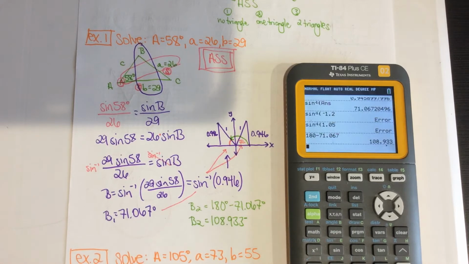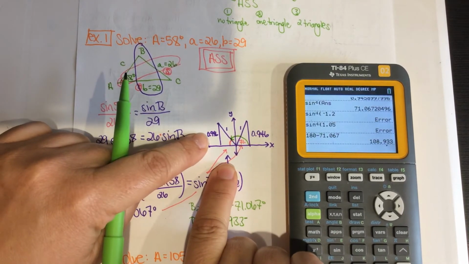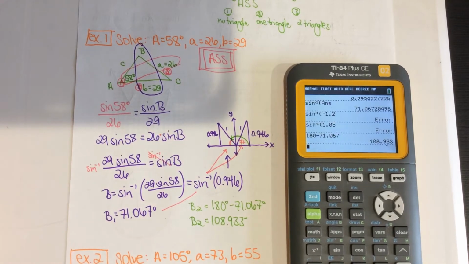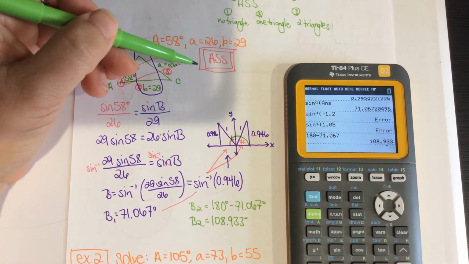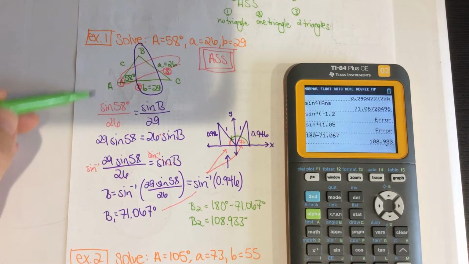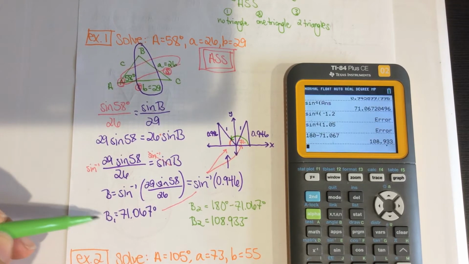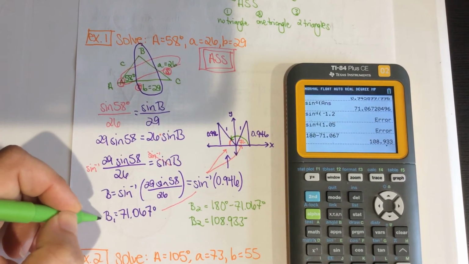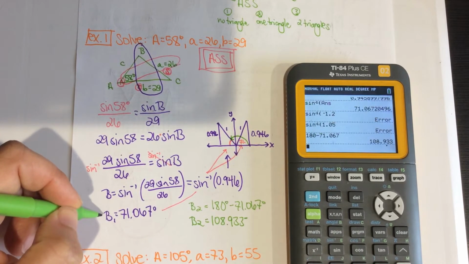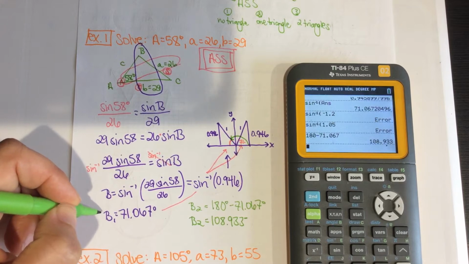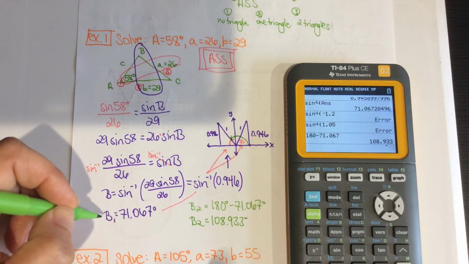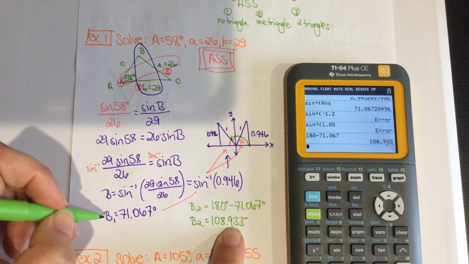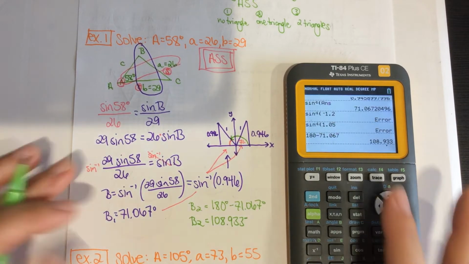So to sum it up, I would love for you to understand this, but it may not be possible, and that's fine. To sum it up, when we have angle side side, we solve for our first angle, the one that has the side across from it. We do sine inverse. If we get an error, that means there's no such triangle. If we don't get an error, we need to do 180 minus that angle to find the second possible angle. Okay, rewind that and listen to it again.